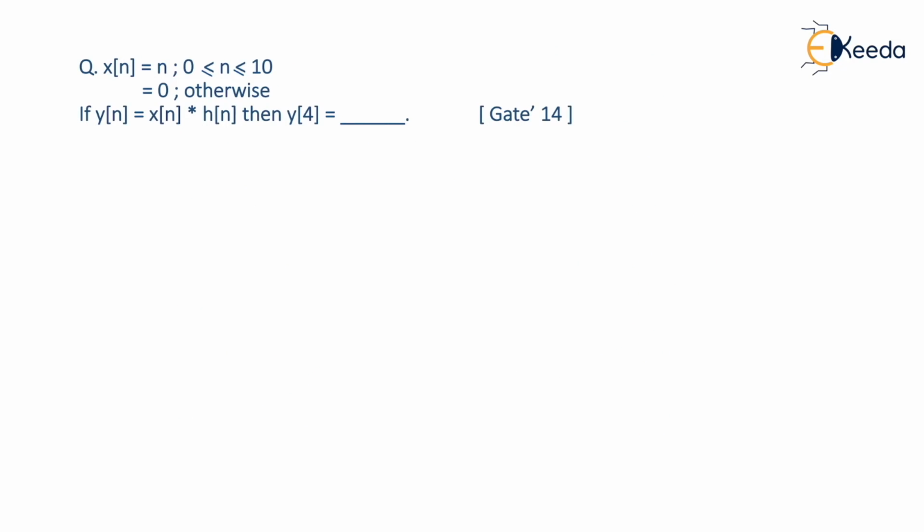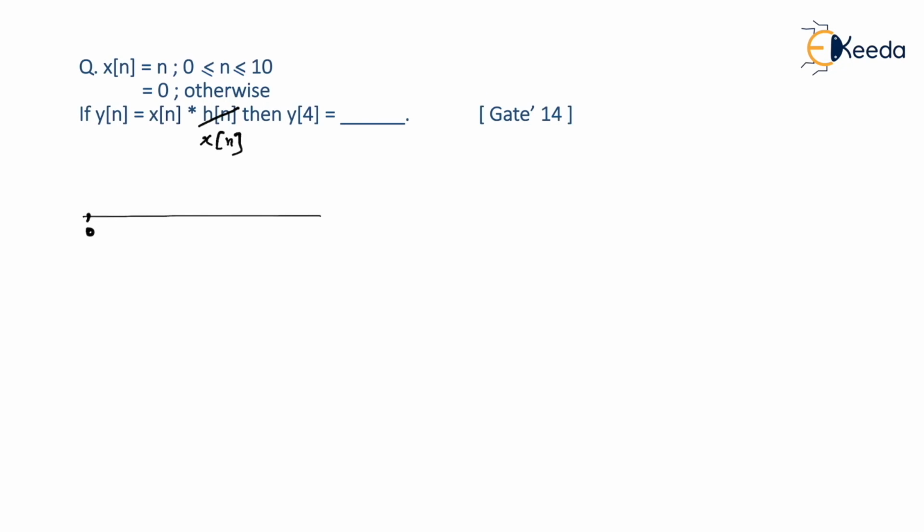Next question says x of n is equal to n when n is lying between 0 to 10. Okay, and it is 0 otherwise. If y of n is equal to x of n convolution with h of n, then the value of y of 4 is. So this question needs a small correction. Y of n is equal to x of n convolution with x of n. So the signal is getting convolved with itself. That's it. So from the description of x of n, I can say that it is this kind of signal which graphically I can draw now.